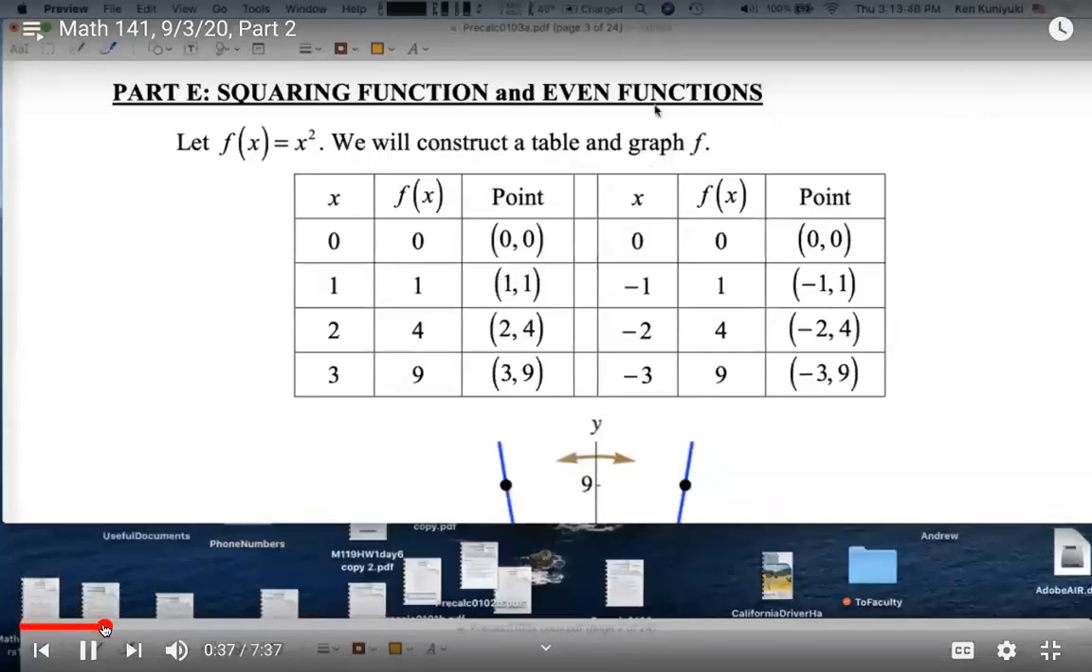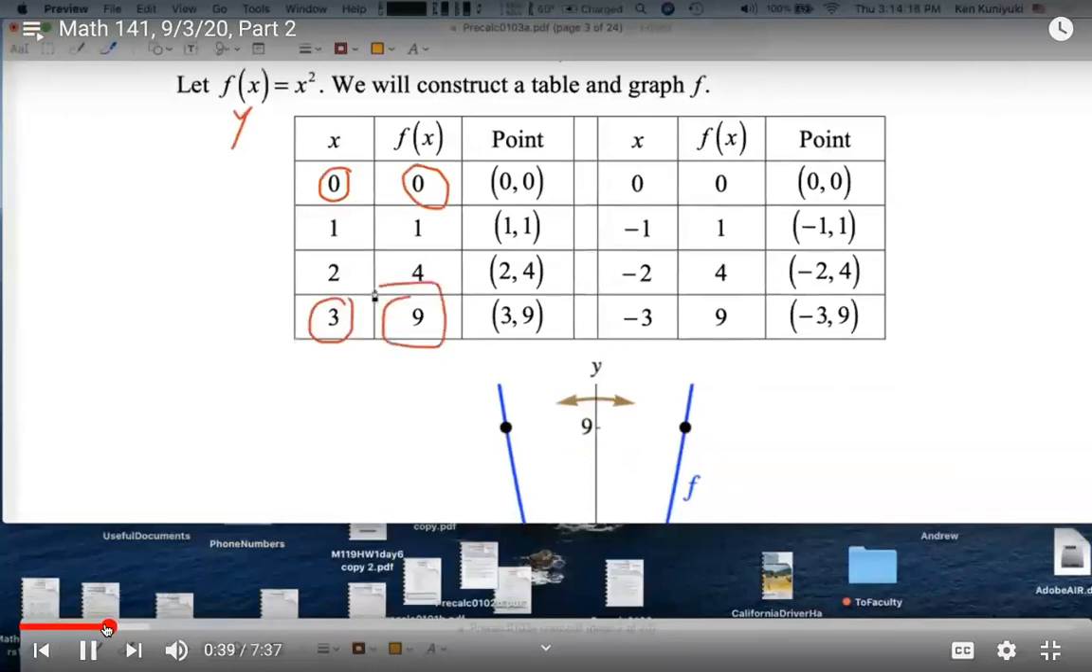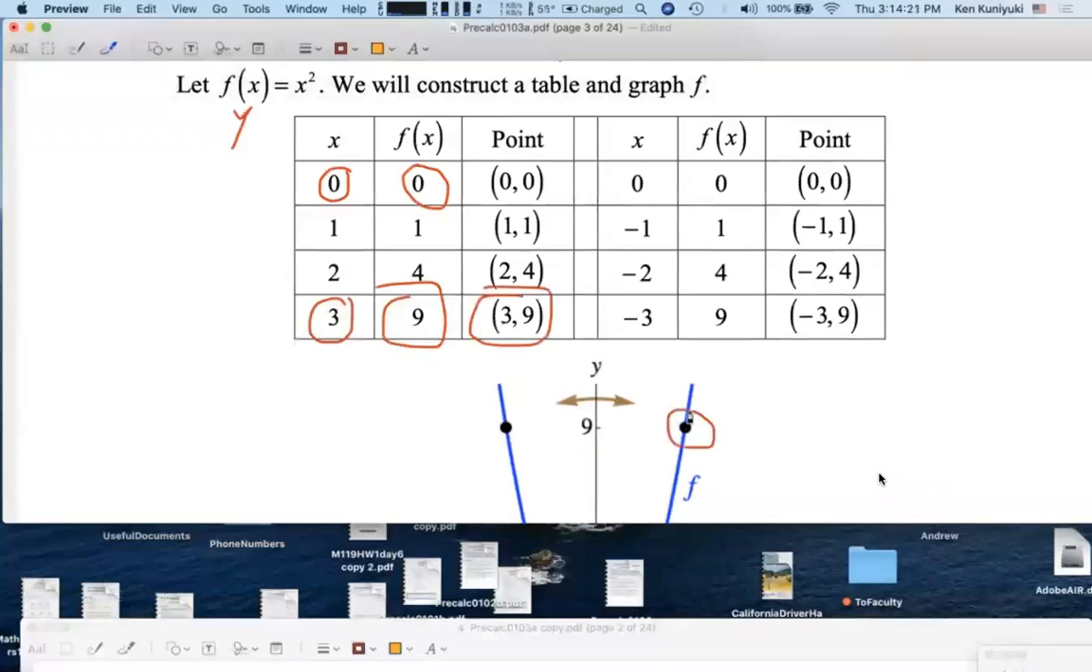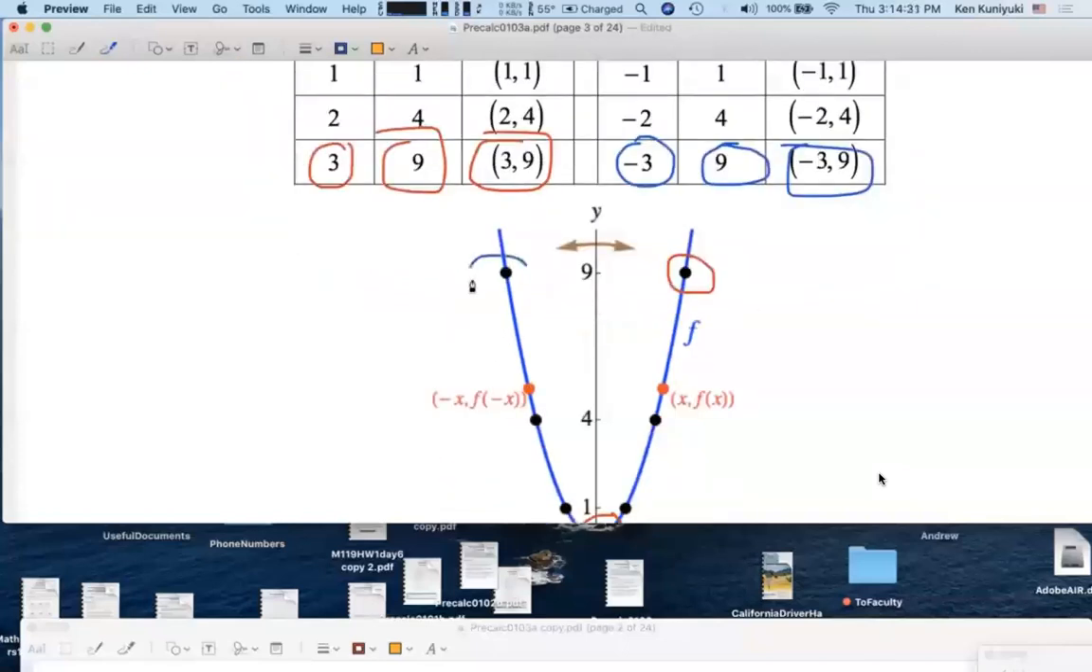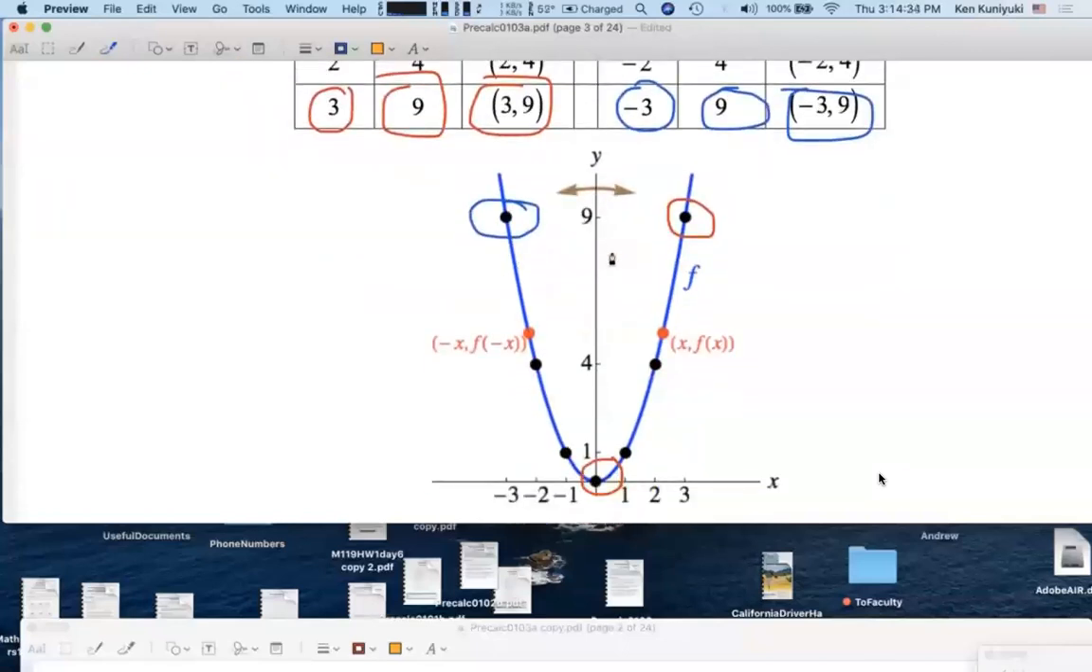Square of 3 is 9. So the point 3, 9 appears on the graph. That's over here. But also, the square of negative 3 is also 9. So the point negative 3, 9 also appears on this graph over here. And we see this kind of symmetry. If the point, I'll do this in green.